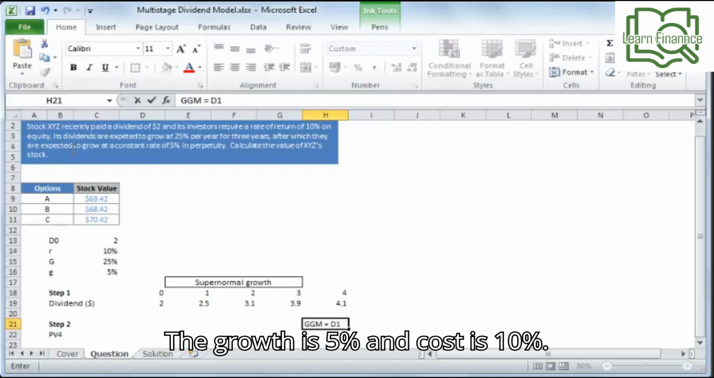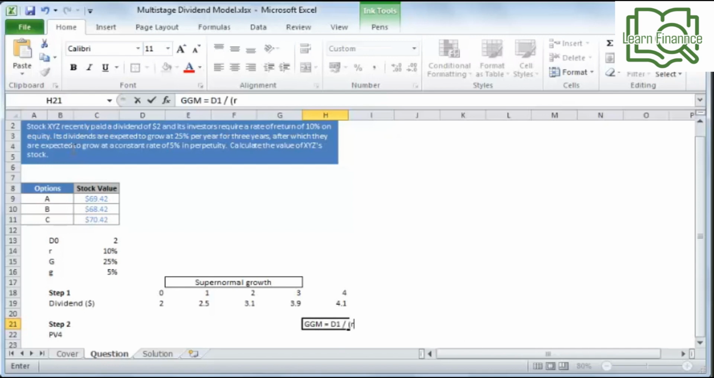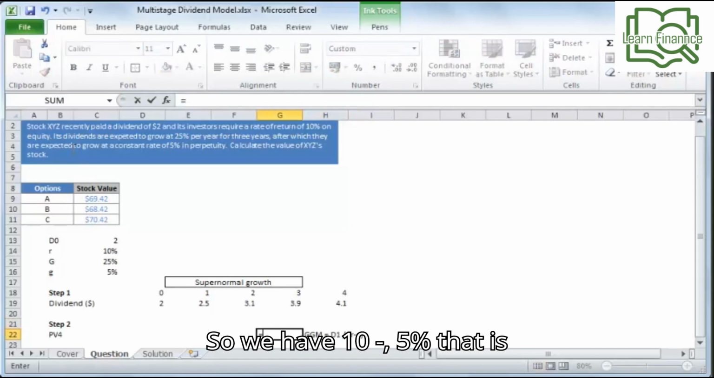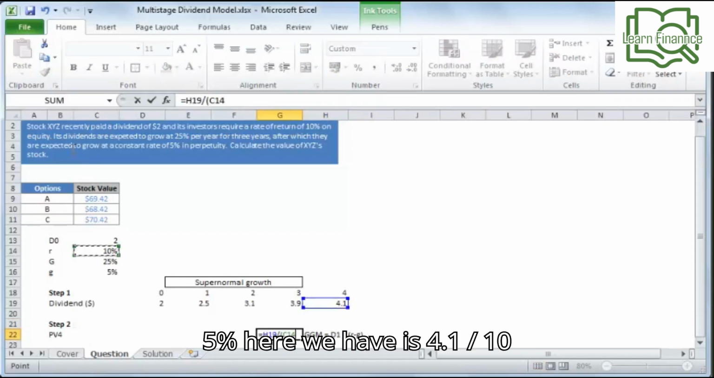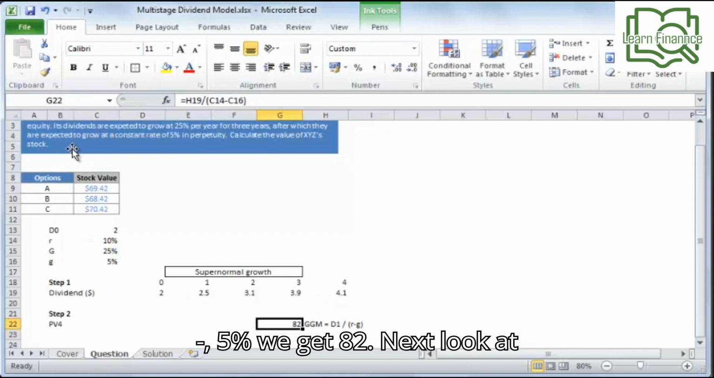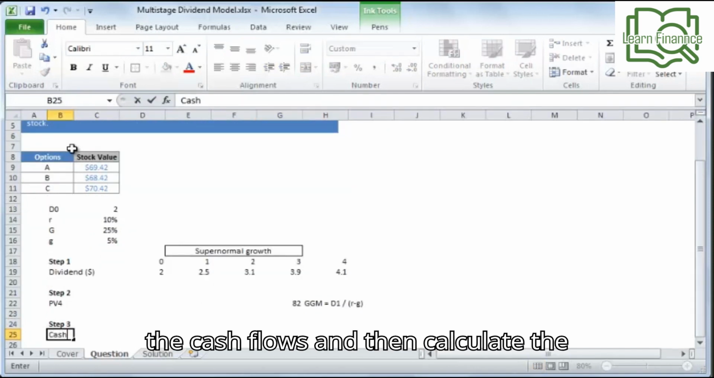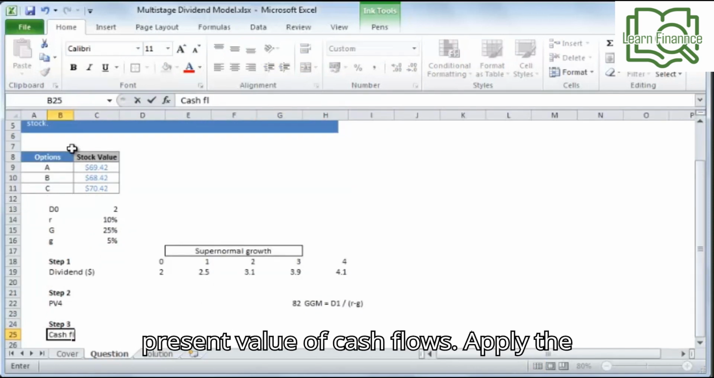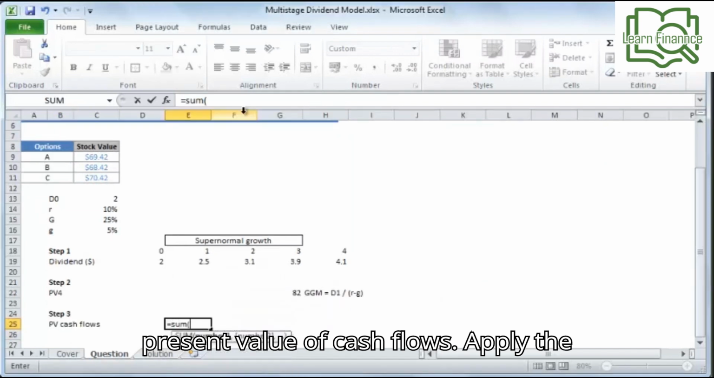The growth is 5% and the cost is 10%. So we have 10% minus 5%, that is 5%. Here we have 4.1 divided by 10% minus 5%. We get $82. Next, look at the cash flows and then calculate the present value of cash flows.